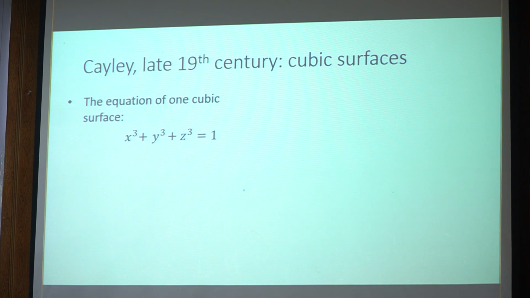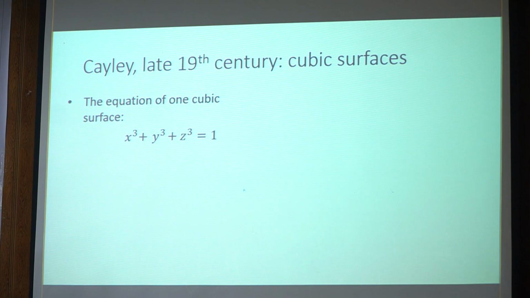Okay, so now we've done quadratic curves and cubic curves. We've done quadratic surfaces, then we can go to cubic surfaces. That's again a very famous story. This could be one equation of a cubic surface. This is called the Fermat cubic because the equation is very closely related to the equation we saw here. It's just one more variable.